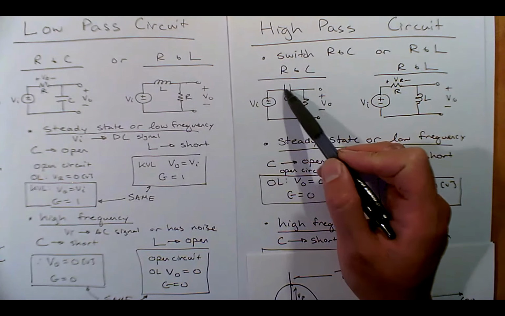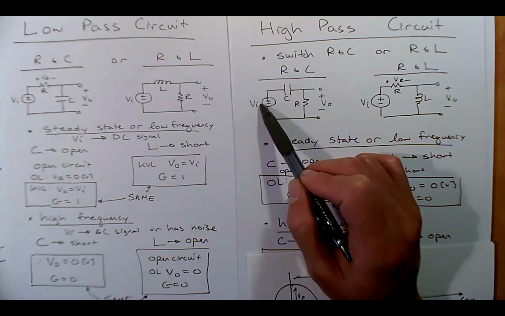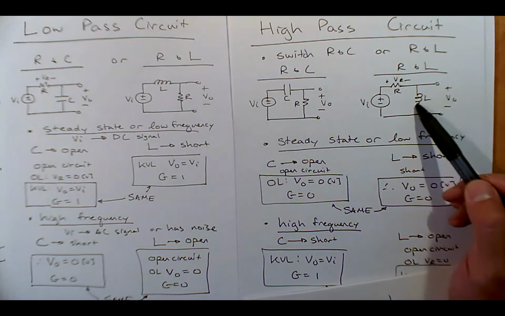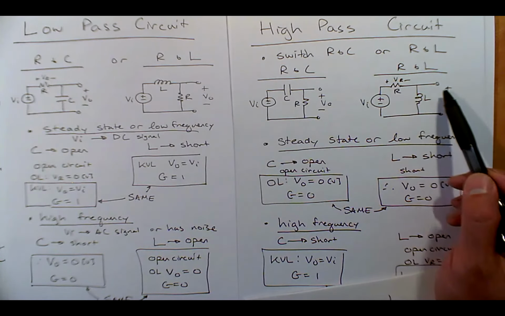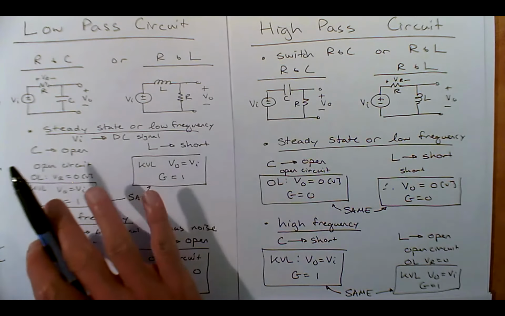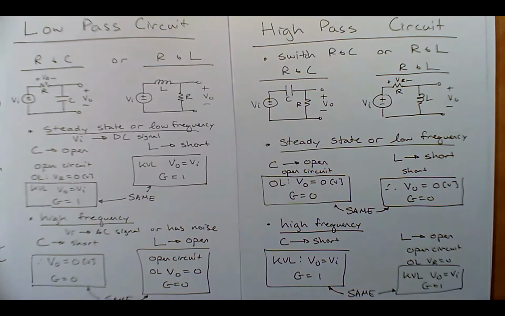So if this is behaving like a short, well, there's not much voltage across this, then what? These two by KVL would be the same, and G equals 1. And here, if this is behaving like an open, well, there's no current here. And again, these voltages are the same, G equals 1. So I hope you're getting a nice understanding of the duality between a low pass and high pass circuit. Okay, good.